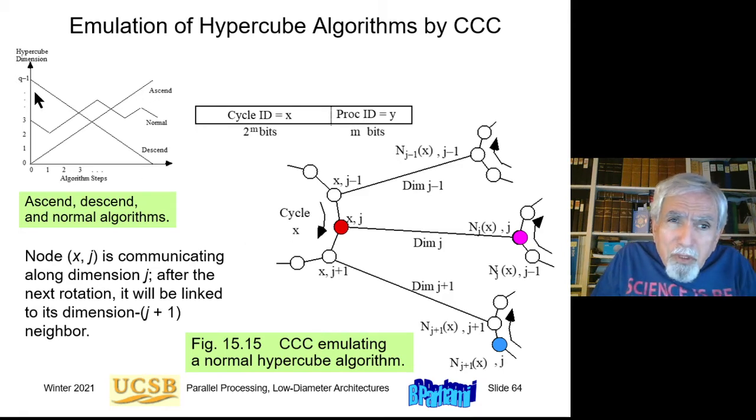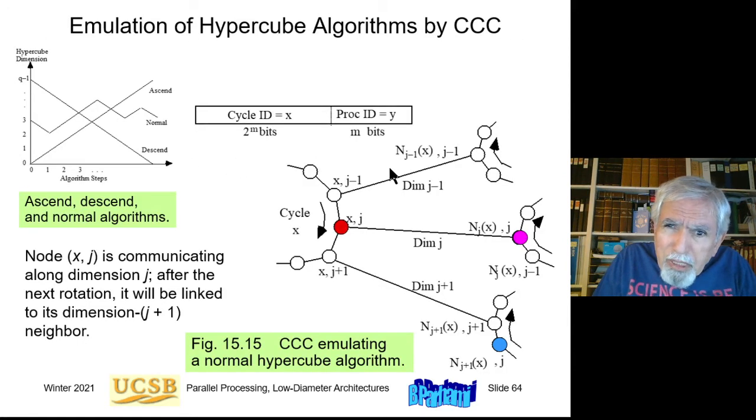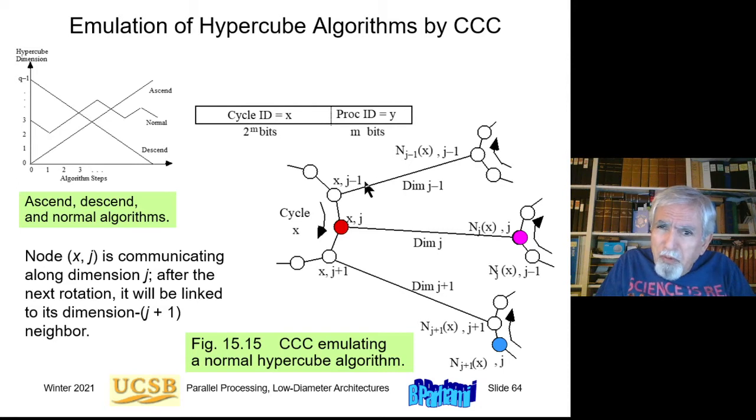Okay, so suppose along this descend path, we have already communicated along dimension j minus 1. So this node has communicated along dimension j minus 1 with its dimension j minus 1 neighbor. Okay, after j minus 1, sorry, I have to go back, I guess. Let me see, just one minute. Am I doing descend or ascend? Yeah, I'm doing ascend, sorry.